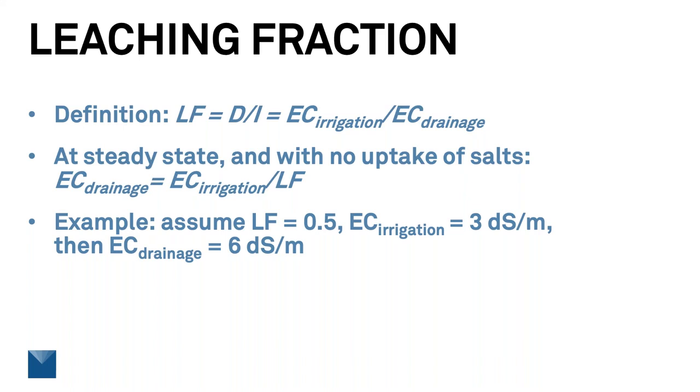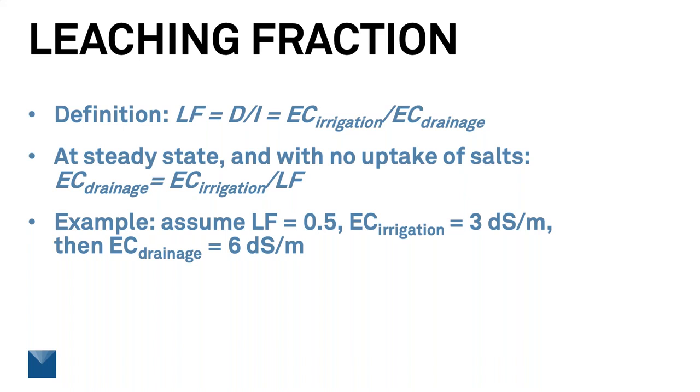And if we're irrigating with nutrient solution at a fixed electrical conductivity, the leaching fraction is the main tool that we have for controlling the electrical conductivity in the root zone of the crop.